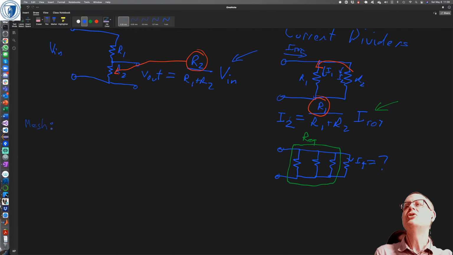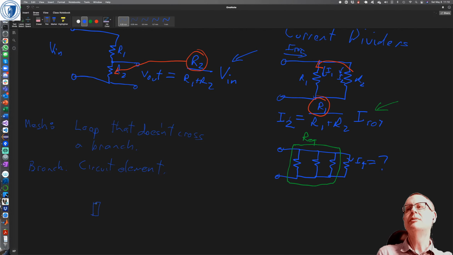So I suppose we should now define what a mesh is. Remember, a mesh is a loop that doesn't cross a branch, and we've got to define what a branch is. A branch is a circuit element. And let's just draw something to try and make the distinction clearer.